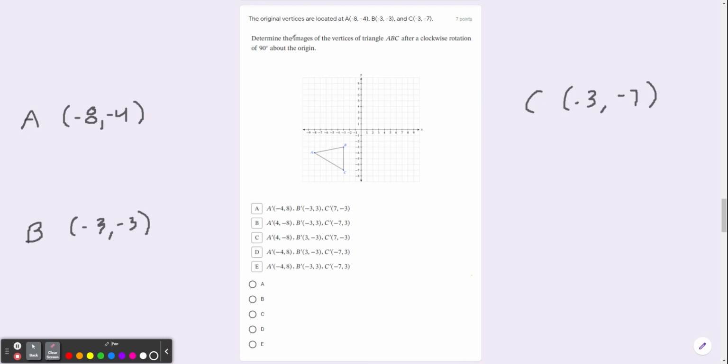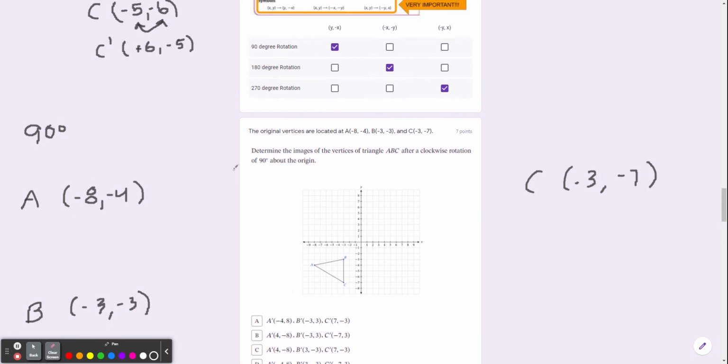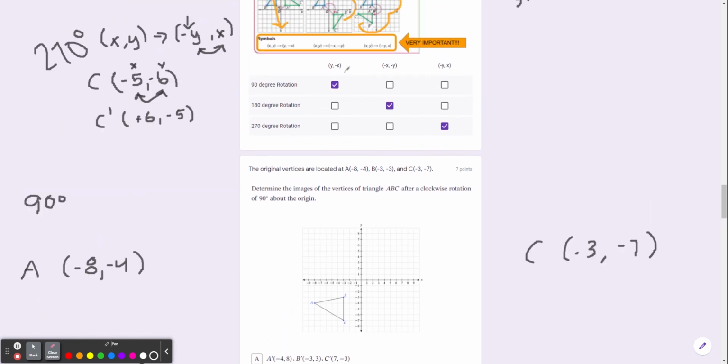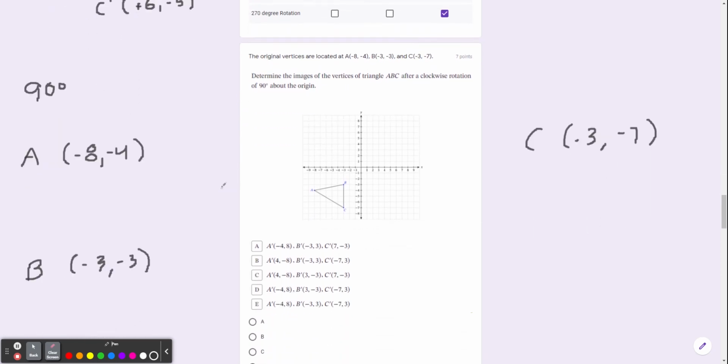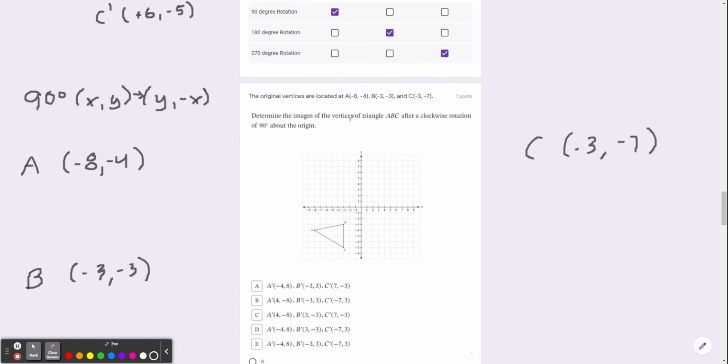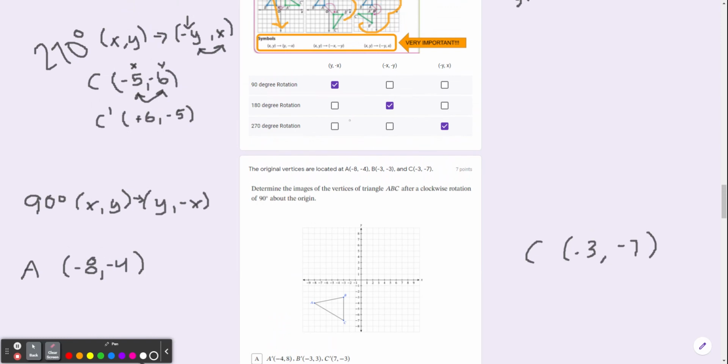And what kind of rotation am I doing? Determine the images of the vertices of the triangle ABC after a clockwise rotation of 90 degrees about the origin. So I'm doing a 90-degree rotation. My 90 degrees rule is y opposite x. Write that down. So my xy is going to turn into y opposite x. And if you need to see that again, the rule is right here, y opposite x. I left it there for you.